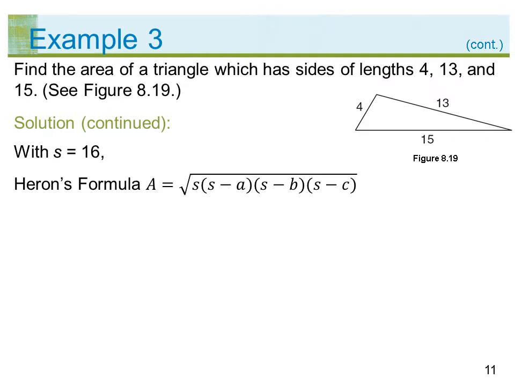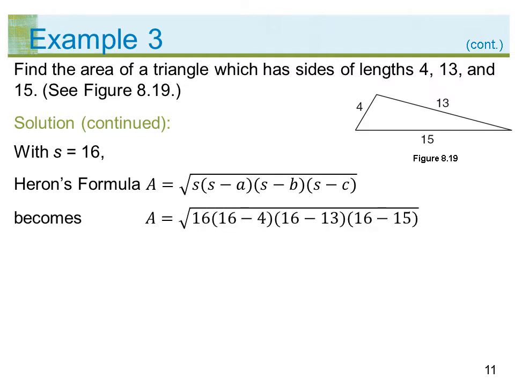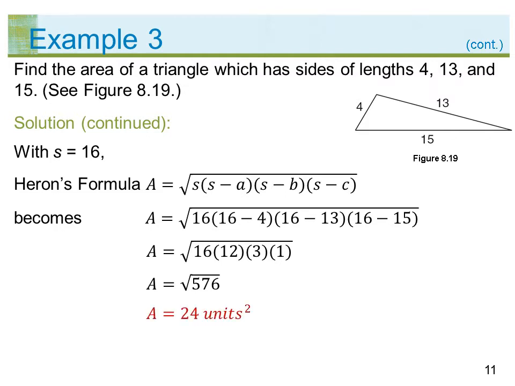With S equal to 16, Heron's formula, capital A equals the square root of S times the quantity S minus A times the quantity S minus B times the quantity S minus C, becomes area equals the square root of 16 times the quantity 16 minus 4 times the quantity 16 minus 13 times the quantity 16 minus 15. Area is equal to the square root of 16 times 12 times 3 times 1. Area equals the square root of 576. Area equals 24 units squared.